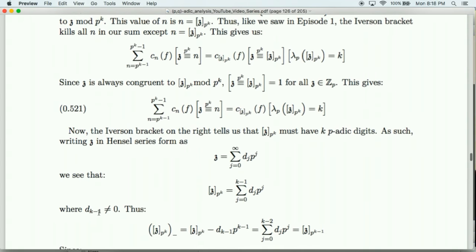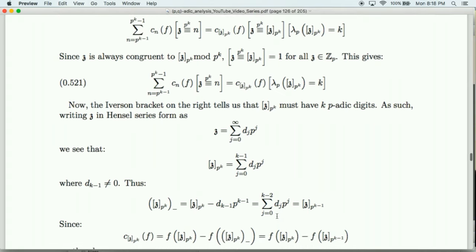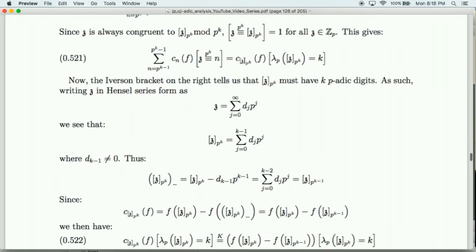Knowing that with that condition true, we can then compute z mod p^k minus its rightmost digit. We're going to subtract off its rightmost digit, which in this case is this, and that gets us the sum for j equals 0 to k minus 2. This, by definition, is z mod p^{k-1}. Note that this is true regardless of whether or not d_{k-1} is non-zero. And so in doing this, we then have that, by definition, this is the z mod p^k VDP coefficient.